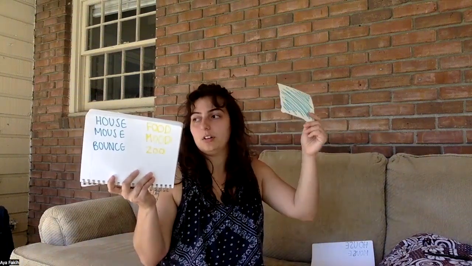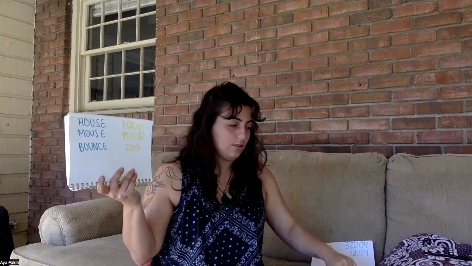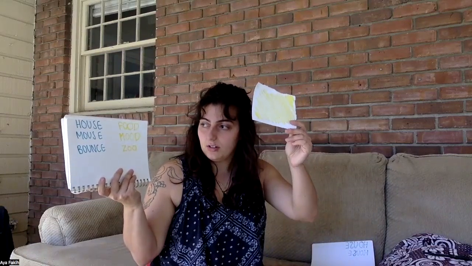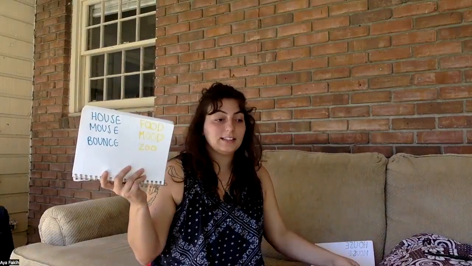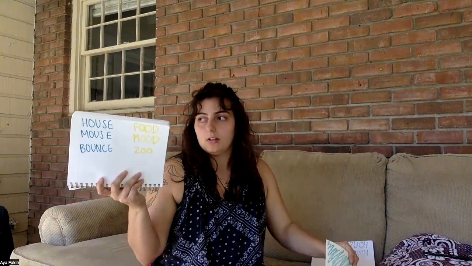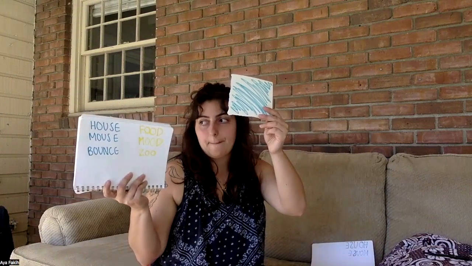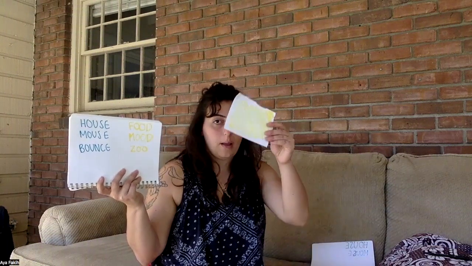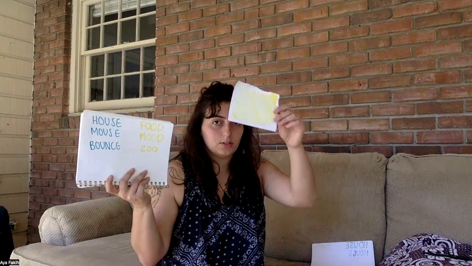So we can start with these words. So house would be blue. Bounce, blue. Zoo, yellow. Food. Okay. Loud. Shout. Tools. Roof. Round.